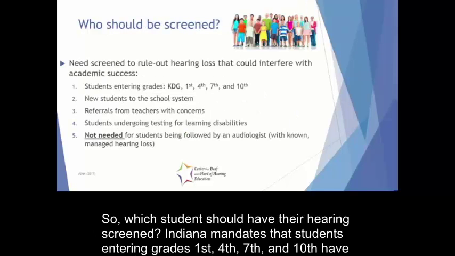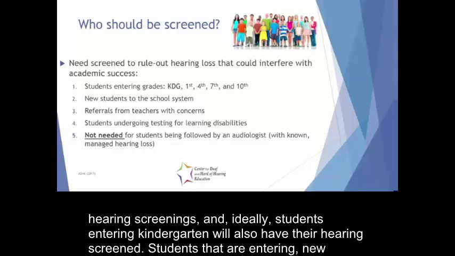So which students should have their hearing screened? Indiana mandates that students entering grades 1st, 4th, 7th, and 10th have hearing screenings. And ideally, students entering kindergarten will also have their hearing screened.